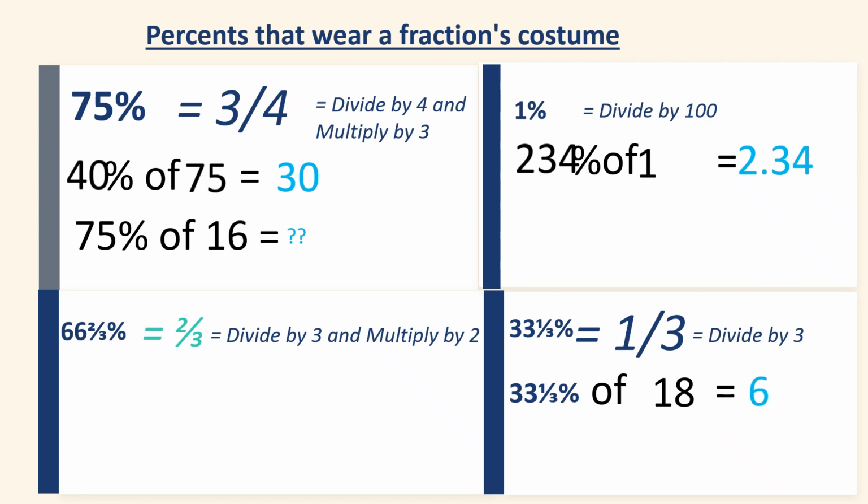Now, let's do the last one here. 66 and 2/3%. It's 2/3. We divide by 3, multiply by 2. So if you got 66 and 2/3% of 18, divide 18 by 3, which is 6. We just did that. And multiply it by 2. 6 times 2 is 12.